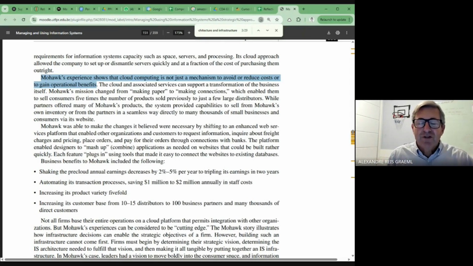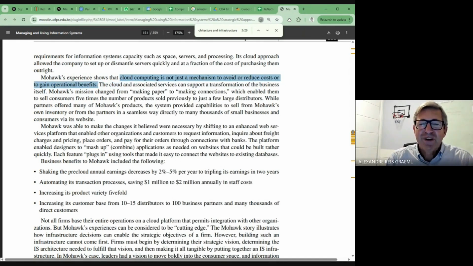And they need to connect electronically better to work more in a supply chain fashion, in which the different businesses connect to one another and look more as if they were just one single business, right? And then here they say that Mohawk needed to develop a cloud computing infrastructure, and it was not just a mechanism to avoid or reduce costs or to gain operational benefits.